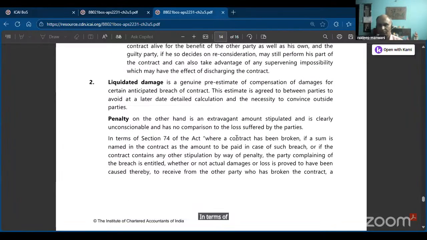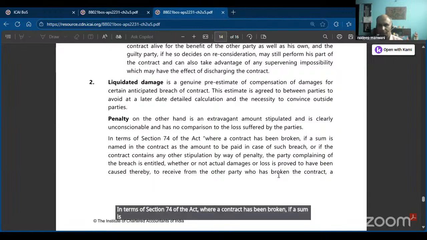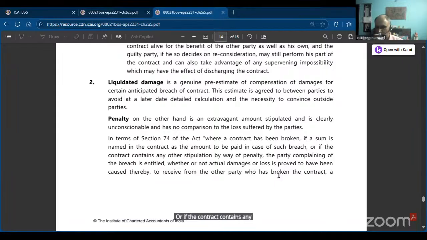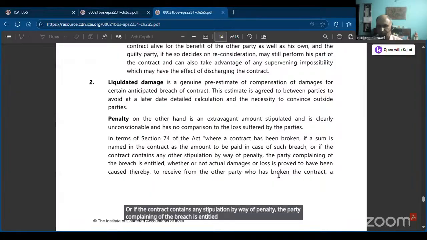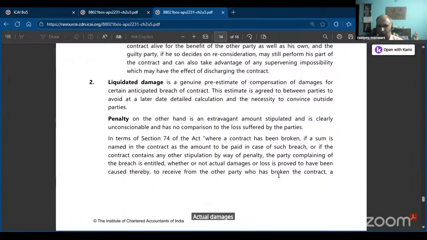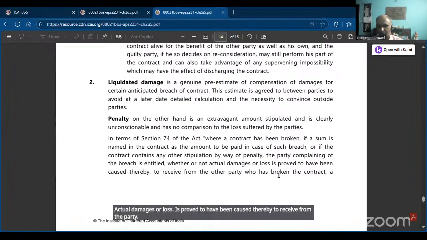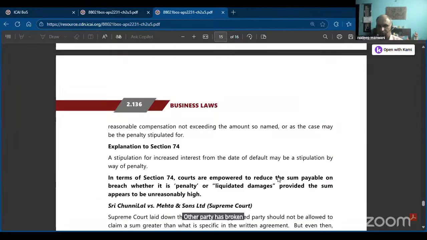In terms of Section 74 of the Act, where a contract has been broken, if a sum is named in the contract as the amount to be paid in case of such breach, or if the contract contains any stipulation by way of penalty, the party complaining of the breach is entitled, whether or not actual damages or loss is proved to have been caused thereby, to receive from the other party who has broken the contract reasonable compensation not exceeding the amount so named, or, as the case may be, the penalty stipulated for.